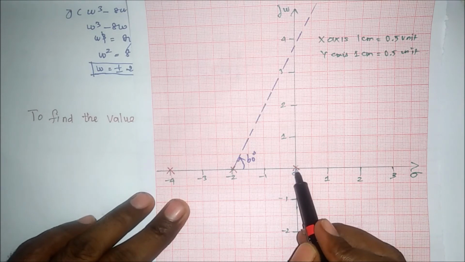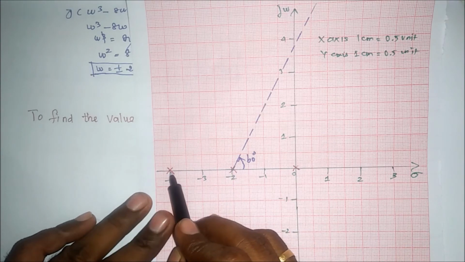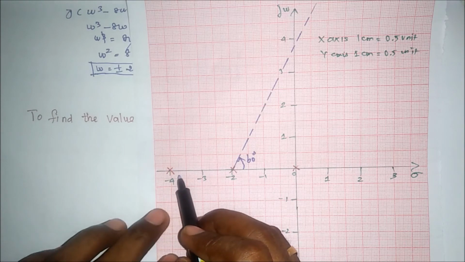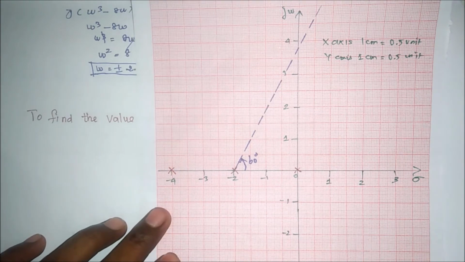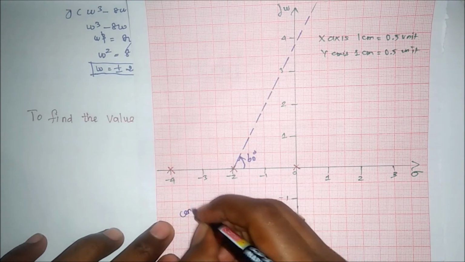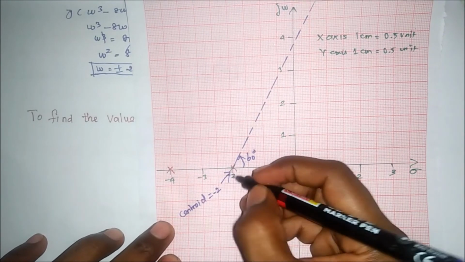So pole 1 s equal to 0, pole 2 s equal to minus 2, pole 3 s equal to minus 4. We have to mark these by using an x or cross mark symbol. After that, we have to mark the centroid. We know the centroid value equal to minus 2, which we already calculated. So this is the centroid.